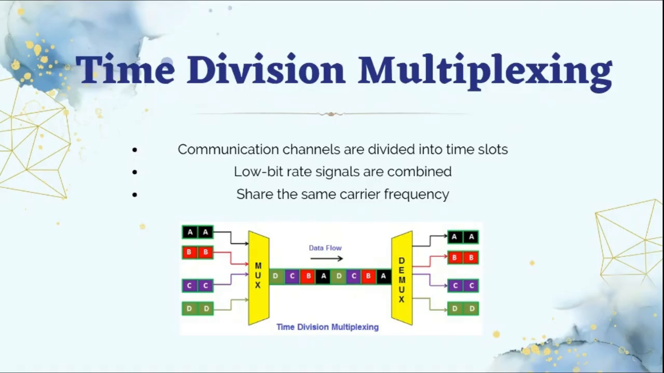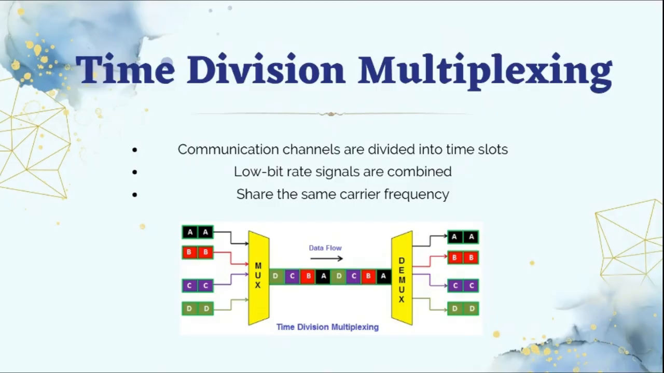I am Wang Chi-hee, and I will be presenting about time division multiplexing. Firstly, time division multiplexing are communication channels that are divided into time slots. As shown in the diagram, time slots are located between the marks and demarks. The blocks are the time slots.